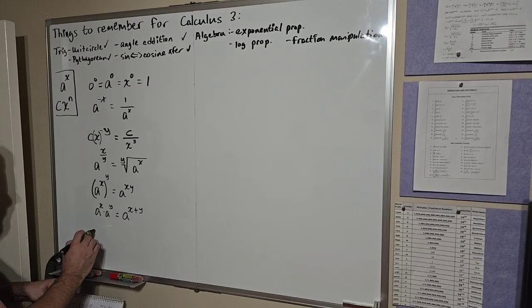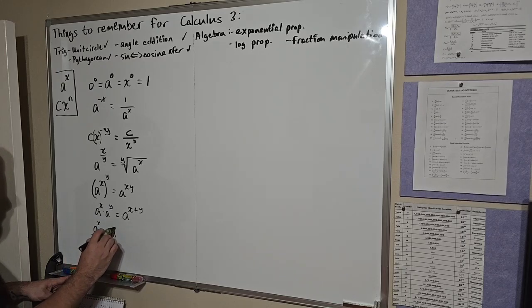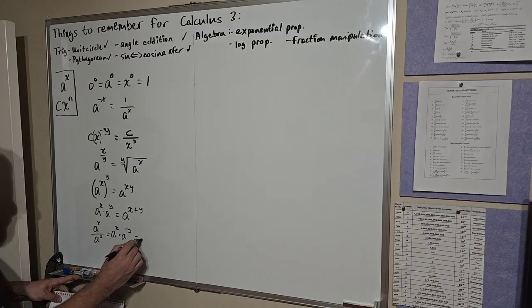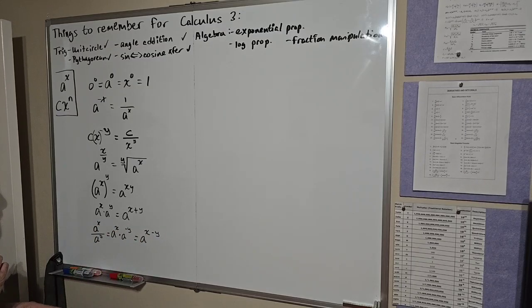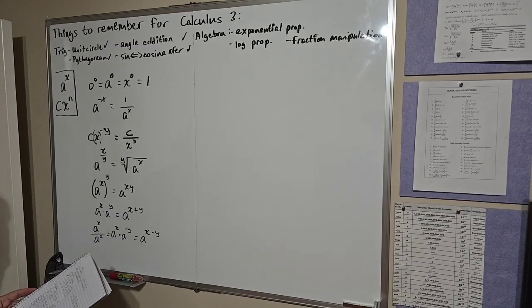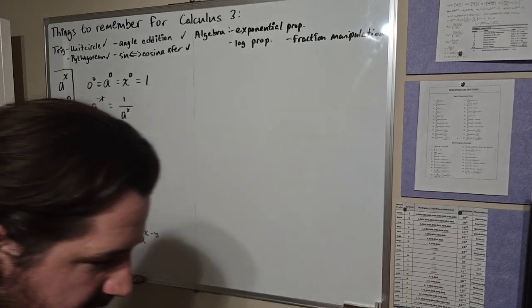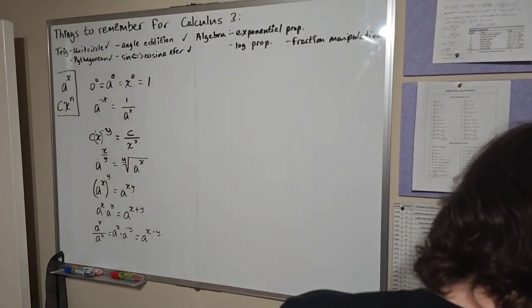And similarly, if you have a to the x divided by a to the y, that becomes a to the x multiplied by a to the negative y, which now you can see using that previous property becomes a to the x minus y, right? Okay, so those are all the exponential properties. Let's see if we can dig up an example or two for those, and then we'll look at our logarithm properties.